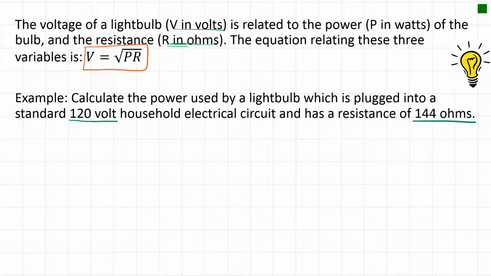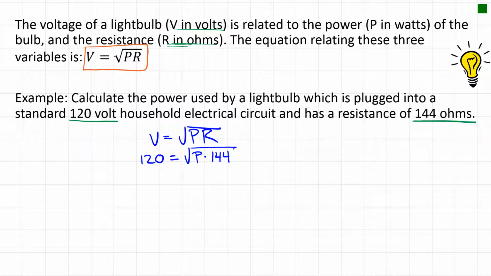So to write what we have so far, V is equal to the square root of PR is the equation we begin with. And we've been given that V is actually equal to 120. And we've also been given that R, so we don't know what P is, but we know that R is 144. So now we can go ahead and solve this radical equation.